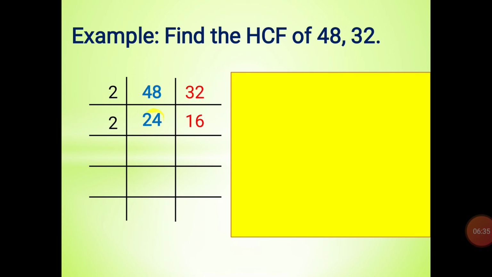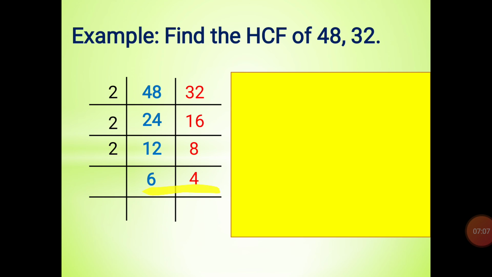First divide 24 by 2 and we get quotient as 12. Now divide 16 by 2 and the quotient is 8. Again both the quotients are nothing but even numbers. So we can divide them by prime number 2. Divide first 12 by 2 and we get quotient as 6. Now divide 8 by 2 and we get quotient as 4.